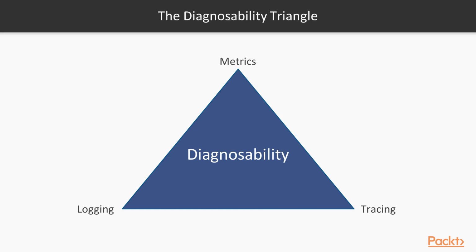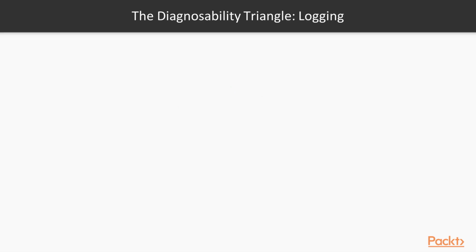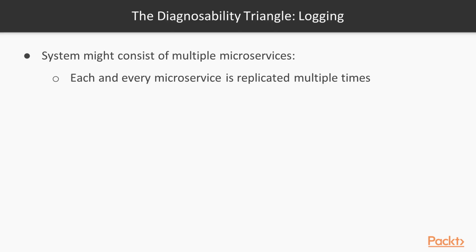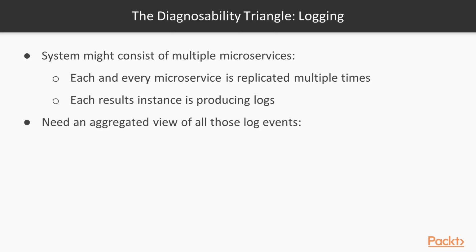Why is that so? Remember, in cloud-native times, we're in a highly distributed environment, and logging, metrics, and tracing are really crucial to cope with the complexity of this distribution. So logging. Your system might consist of multiple microservices, and each and every microservice is replicated multiple times, and each of those instances is producing logs. So what you need is an aggregated view of all those log events. You might use Fluentd, or maybe you know the Elk stack for aggregated logging.